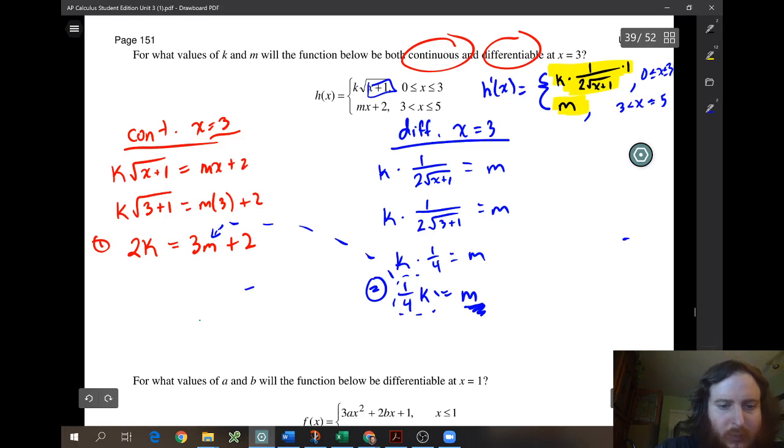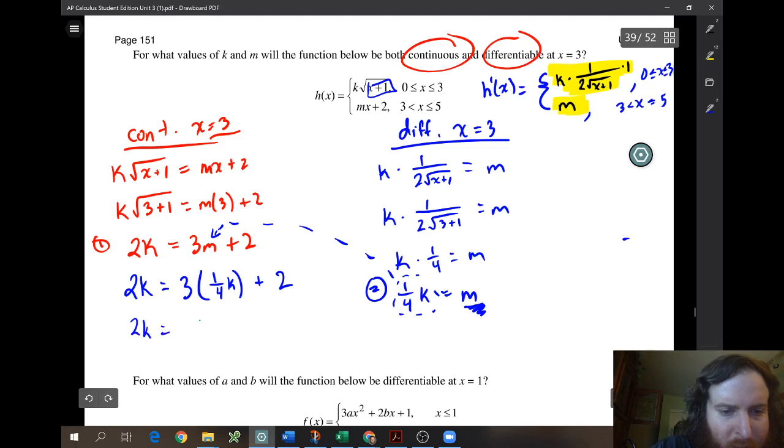2k equals 3 times, now for m, 1/4 k plus 2. There we go. So this would be 2k equals 3/4 k plus 2. And I'll do the same thing I did before, which is multiply every term by my denominator. In this case, my denominator is 4. There's a plus sign here, so we're going to multiply the 2 by 4. It gives us 8k equals 3k plus 8.